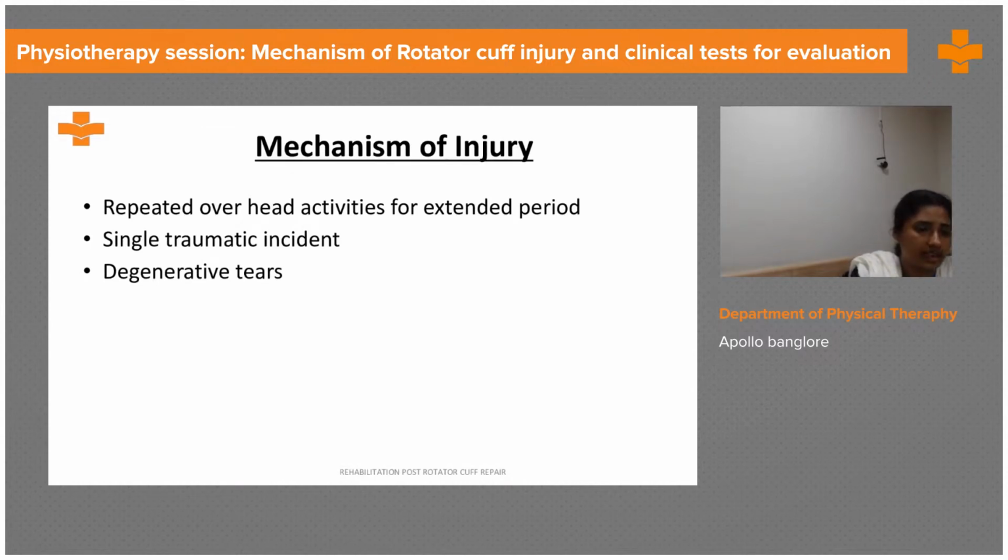So let us come to our topic of discussion, the rotator cuff muscle injury. What's the mechanism of injury? It can be repeated overhead activities over an extended period, or a single traumatic incident, or it can be a degenerative tear. Mostly we will see patients above 50 years old with degenerative injuries.